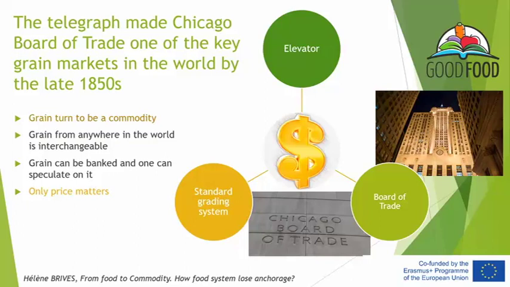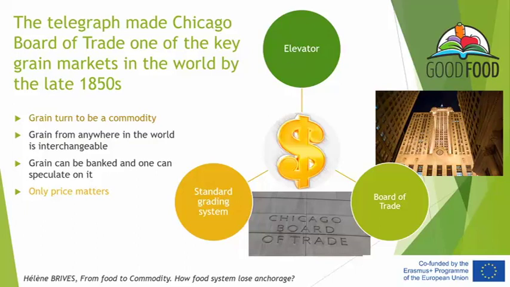New communication technology, the telegraph, made the Chicago Board of Trade one of the key grain markets in the world by the late 1850s. When the Board of Trade adopted the standard grading system, it made grain interchangeable, not just between elevator bins, but between cities and continents as well. Once people outside Chicago began to know and trust the board's grading system, a grain dealer in New York could buy, for example, Chicago Number 2 Spring wheat on the basis of prices quoted over the telegraph lines.